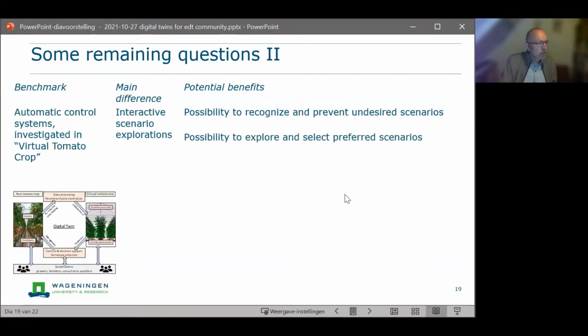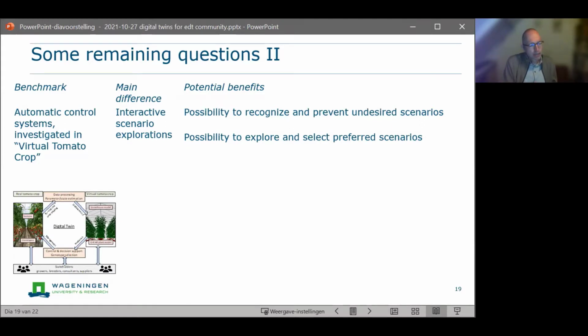For the next case, which is the greenhouse tomato crop twin, we know that there are already automatic climate control systems. So what would be the benefit of a digital twin? Now, we believe that it would be very beneficial to provide the opportunity of interactive scenario explorations, which is not offered by climate control systems. They are far more limited than the possibilities of a twin. And this would enable crop growers to recognize and prevent undesired scenarios and also to develop and select preferable scenarios.